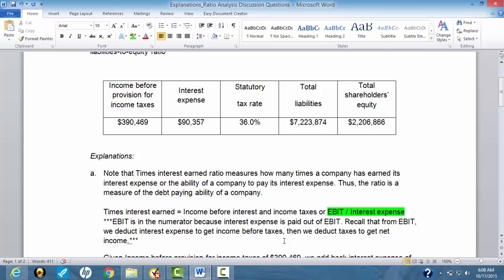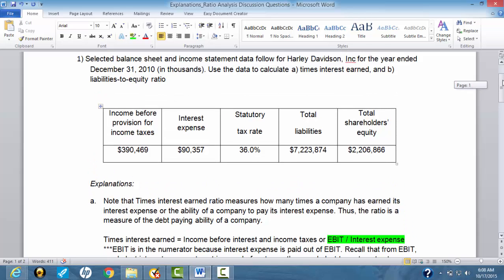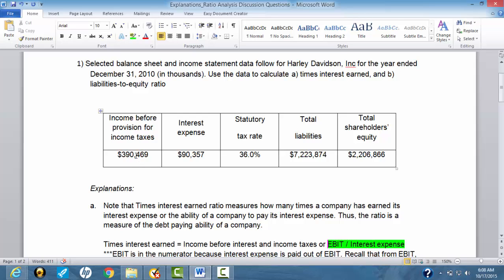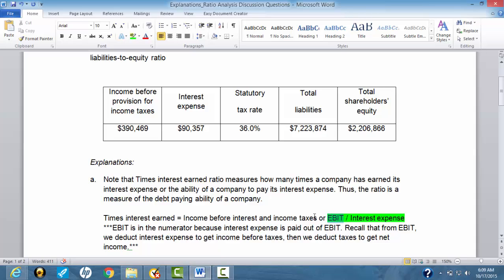Now recall that from the income statement, taxes is the last item to be subtracted before we get to net income. So earnings before interest will be before taxes also. All right, so looking at the information provided, earnings before income taxes has been provided as 390,469. But note that we want earnings before interest and taxes, but we're given earnings before taxes. So before we deduct interest, we need to add back interest to earnings before taxes.